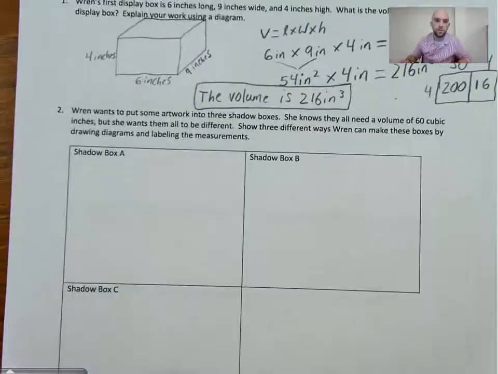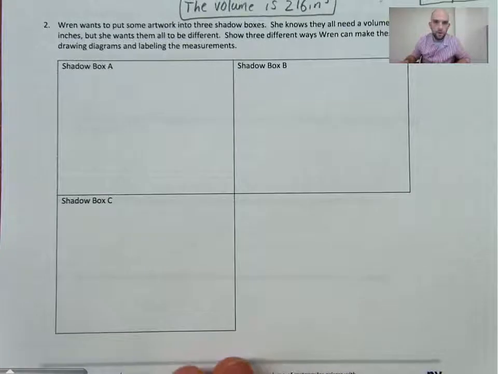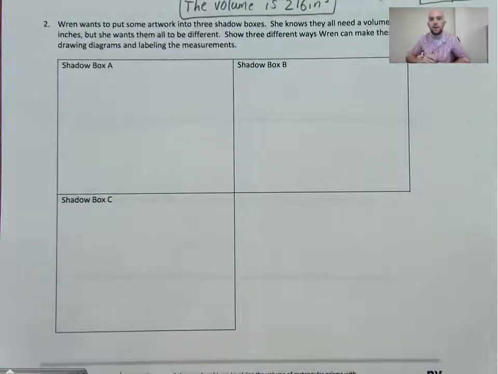All right, so let's move on to this number 2 here. It says Ren wants to put some artwork into 3 shadow boxes. She knows they all need a volume of 60 cubic inches, but she wants them all to be different. Show 3 different ways Ren can make these boxes by drawing diagrams and labeling the measurements. So we need 60 cubic inches.